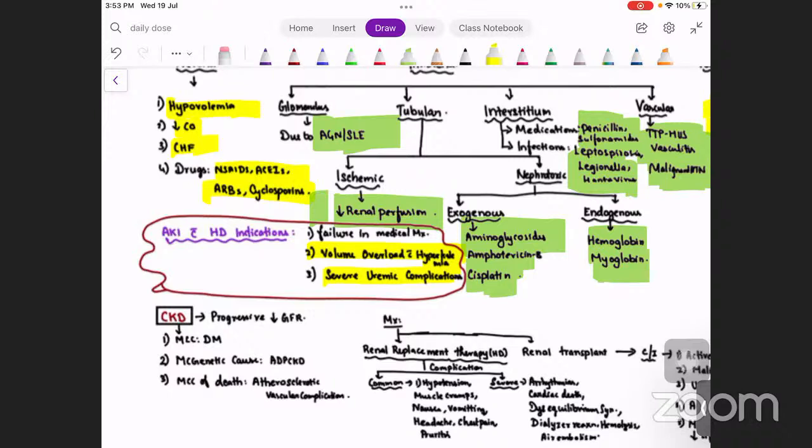Apart from that, the patient may fail medical management. Whatever patient fails with the medical management, you can initiate dialysis. So dialysis is indicated in three situations: uremic symptoms or uremic complication, volume overload with hyperkalemia, and failure of medical management. These are the three possible scenarios where you can diagnose acute AKI and initiate dialysis in this patient.